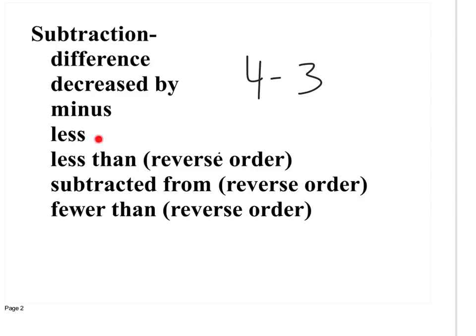Alright, for any of those 4, this would be the difference of 4 and 3, 4 decreased by 3, 4 minus 3, 4 less 3. You just write it how you read it. But these you have to switch it up. So they're going to use these more than anything else.